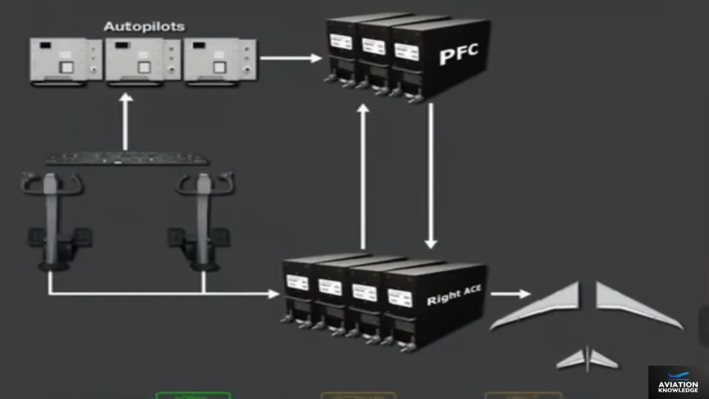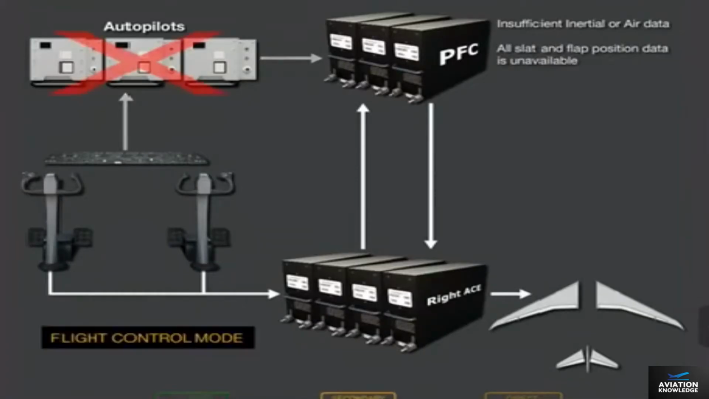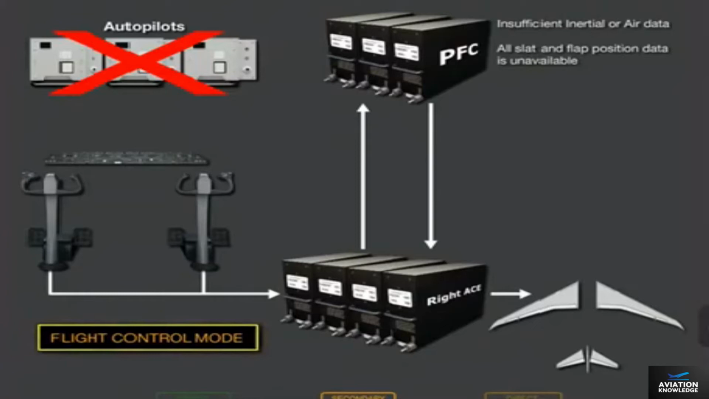The PFCs will automatically revert to secondary mode when inertial or air data is insufficient to support normal mode, or when all slat and flap position data is unavailable. When the primary flight control system reverts to the secondary mode, the ICAS caution message, Flight Control Mode, is displayed.